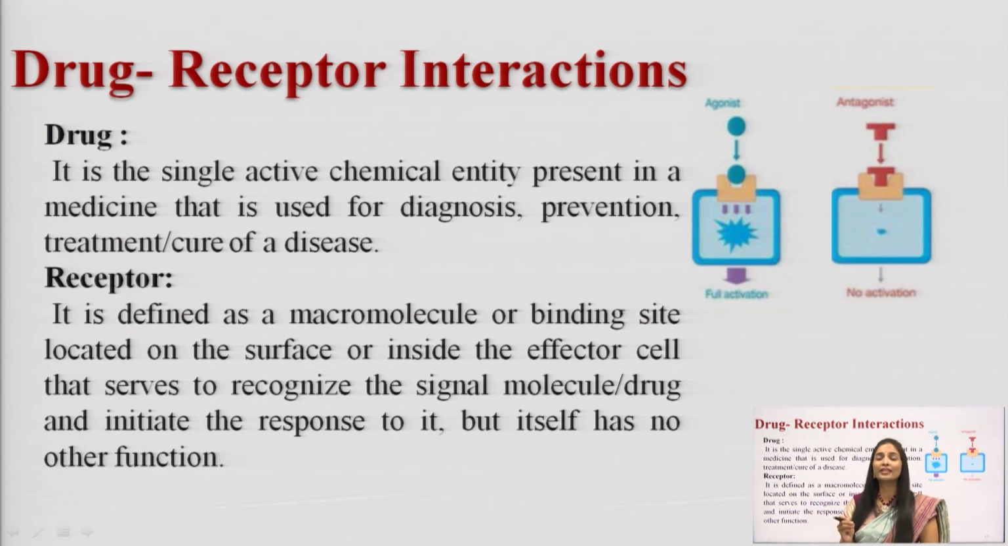A drug is a single active chemical or compound that, when administered, shows an action. It won't create a new function in a system, it will alter the ongoing action, right. The drug is used for the diagnosis, prevention, treatment, or cure of a disorder. Okay. And what is a receptor?